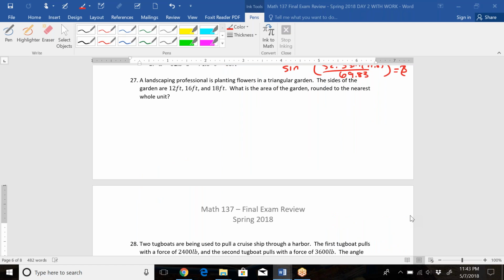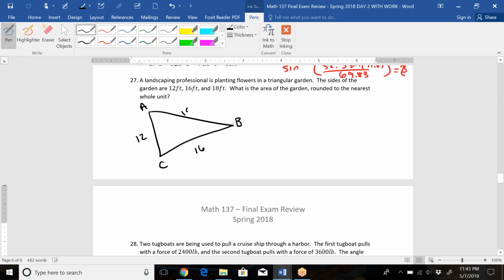For number 27, we have a landscaping professional planting flowers in a triangular garden, because that's cool. And we know the side lengths of the triangle. What we're trying to figure out is the area of the garden rounded to the nearest whole unit. So think about this being a, b, and c, and it doesn't really matter. I'm just going to estimate this is 12, 16, and 18.